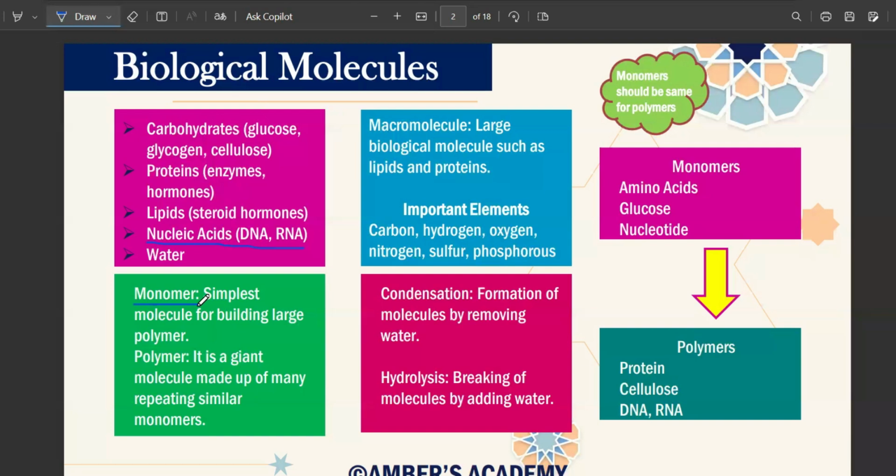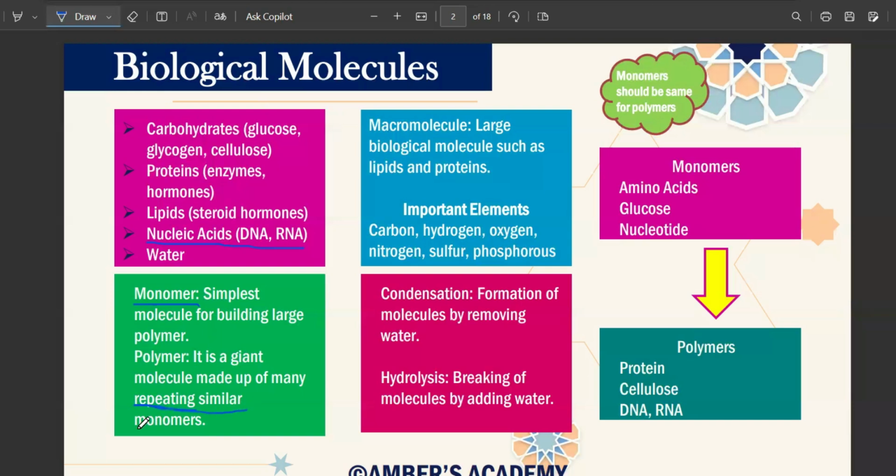So a wall can be considered as the polymer, while a brick can be considered as the monomer. So monomers are the simple blocks that join to form polymers. And then polymer, it's a giant molecule made up of repeating similar monomers.